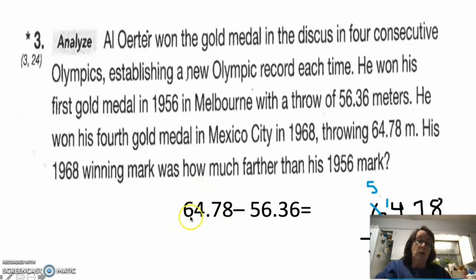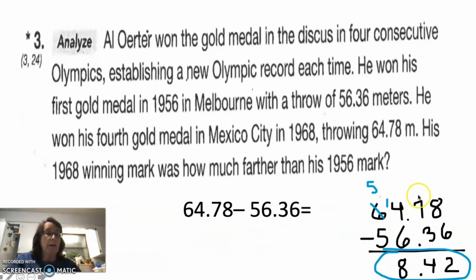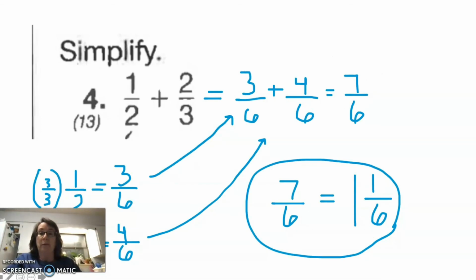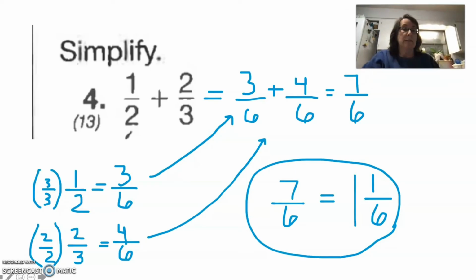So I showed the work right here, 64.78, take away 56.36, and unfortunately I showed the work over here, but I don't think, well, maybe I can move that. I can move that little picture. Okay, so here's our work over here, and so it was 8.42 was the distance he threw farther in 1968. So he is getting better with age. Okay, so now we'll move this somewhere else.